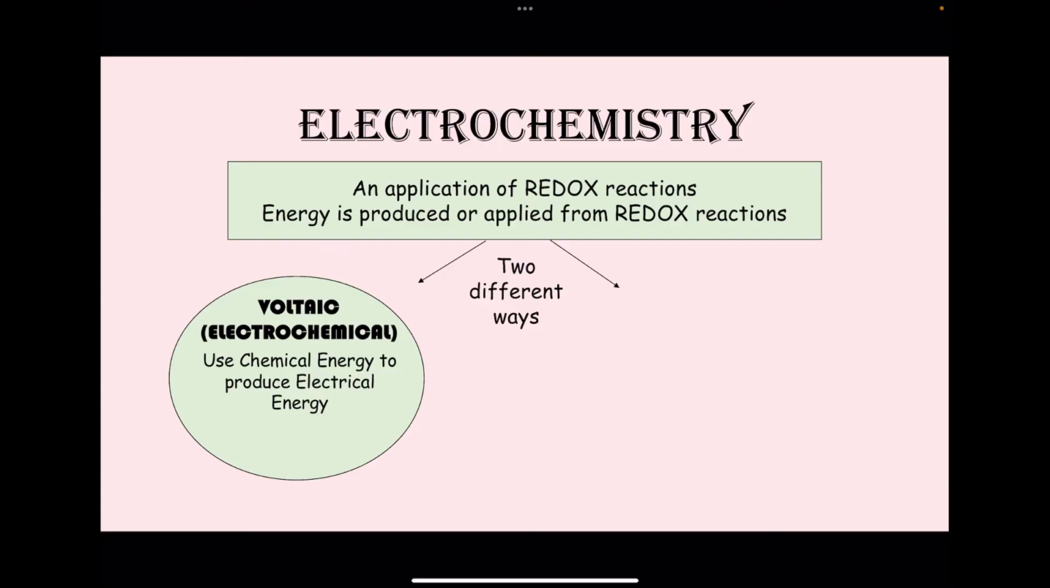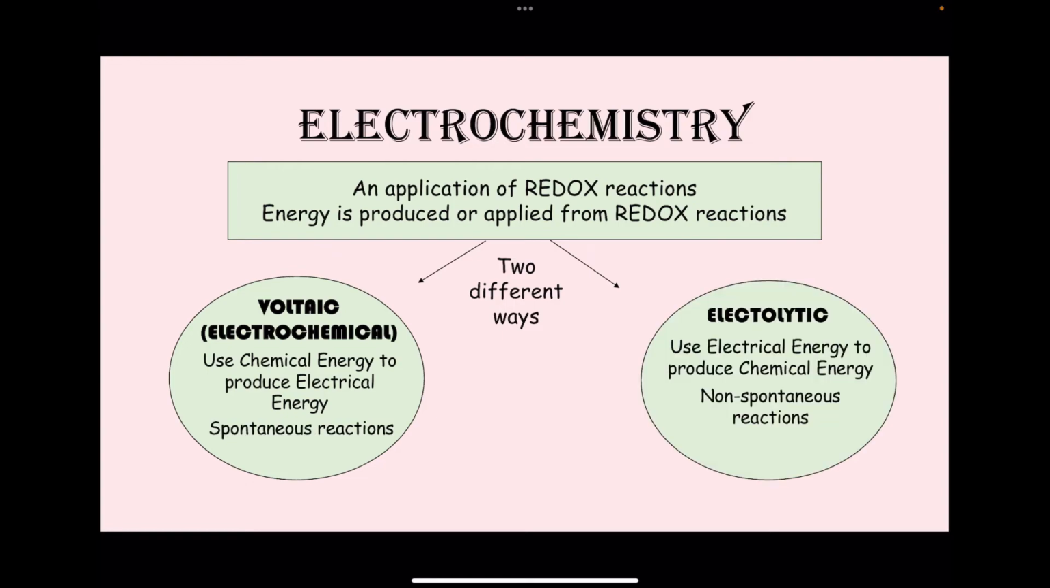These types of cells use chemical energy and produce electrical energy. So voltaic cells are basically our batteries. And they are spontaneous reactions, meaning they do not need any external power source. So with these reactions, if you just combine the reactants, the reaction is going to occur spontaneously on its own.